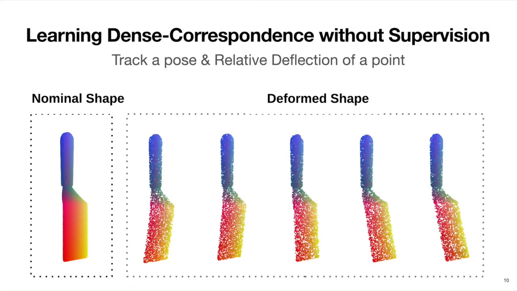With our loss function, VIRDO can infer dense correspondence without explicit supervision. In this figure, we first paint a nominal shape and track the painted points by applying a variety of contact formations. Maintaining correspondence is important for tracking a pose and relative deflection of a specific point during robotic tasks.